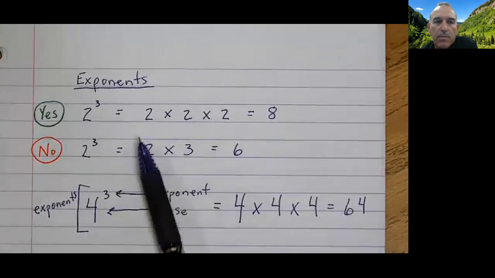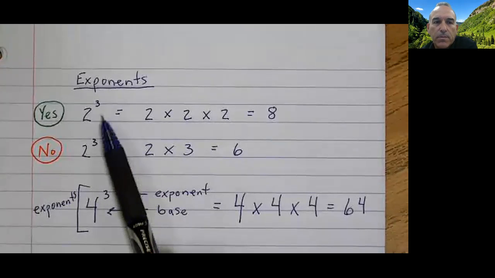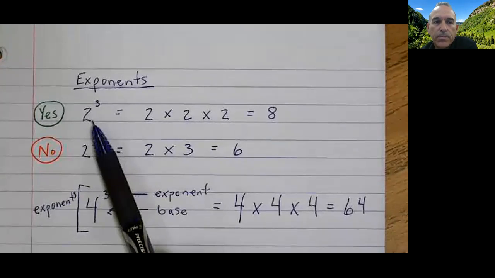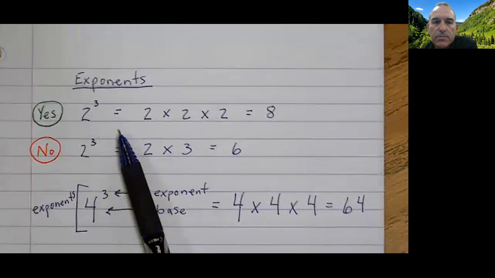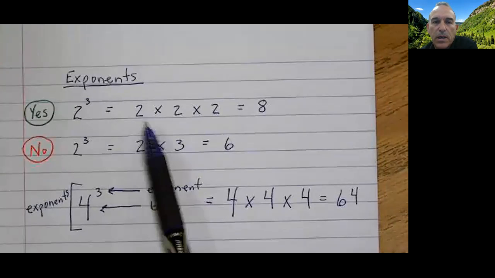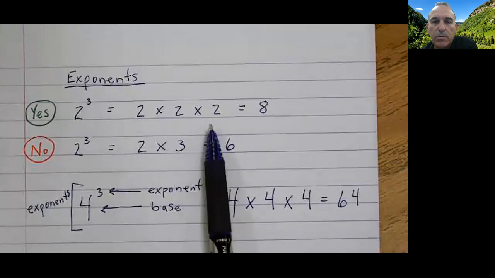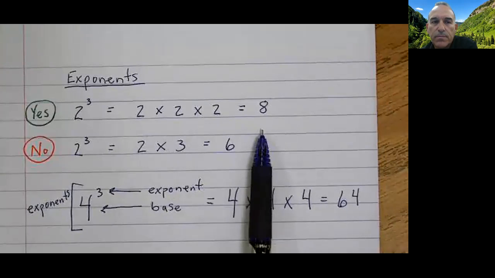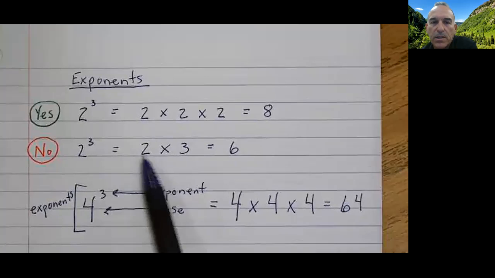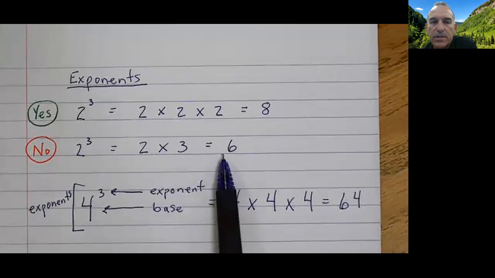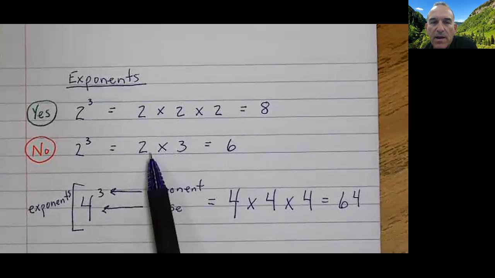Okay, so for example, exponents. This is 2 raised to the third power. What it means is 2 times 2 times 2, which is 8. It does not mean 2 times 3. This is a common error, common mistake. So it does not mean that.